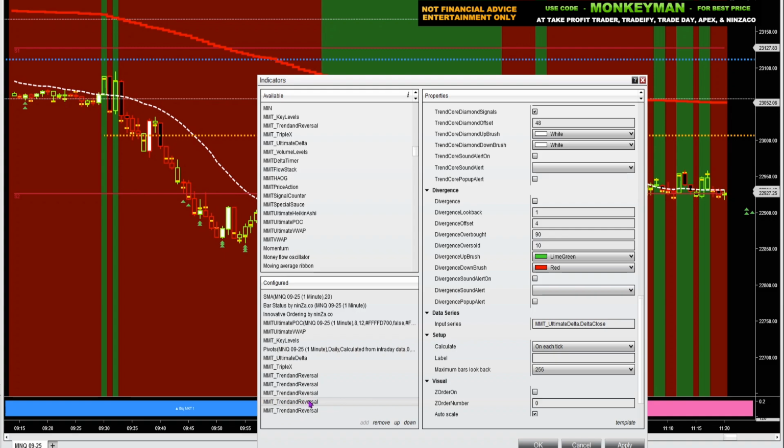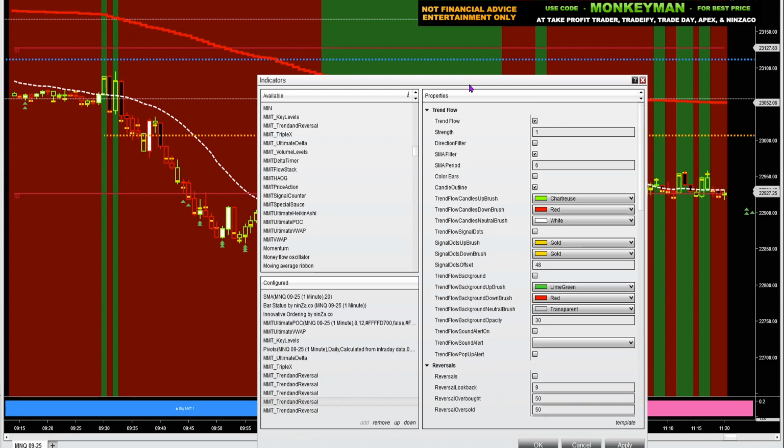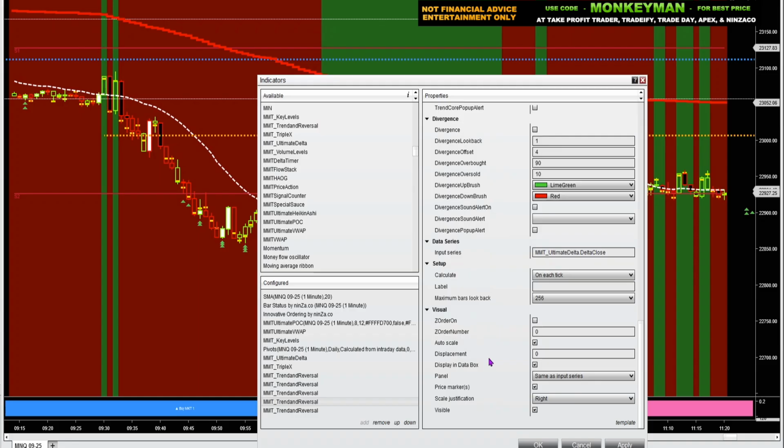And then on this instance of the trend and reversal, I'm using only the trend flow, and I'm just painting the outlines. I've got the SMA filter on, period of 6, strength of 1, directional filter is off. My input series is the MMT Ultimate Delta, just using the regular per bar delta. Got the delta close as the input, so that's painting the outsides of these candles. You could also try putting it in cumulative mode. You'd get less up and down, back and forth movement of the delta if you're using cumulative.